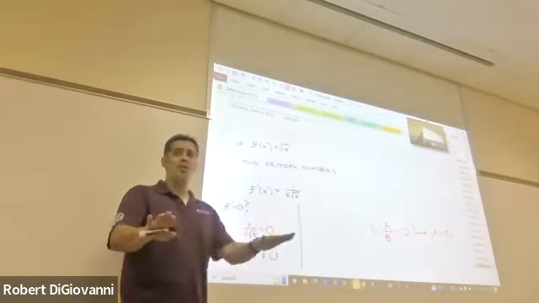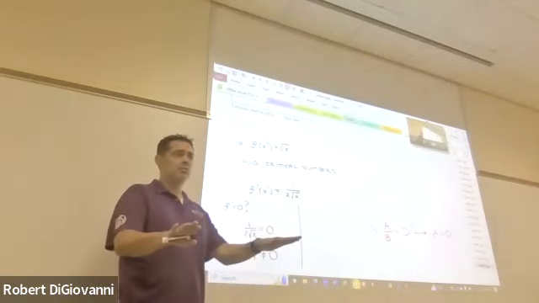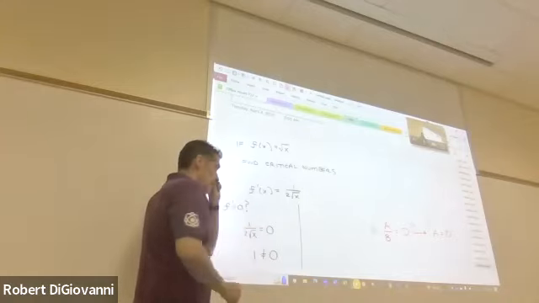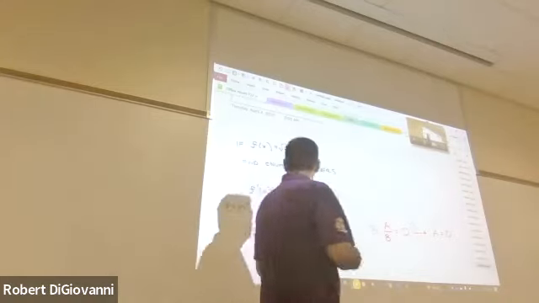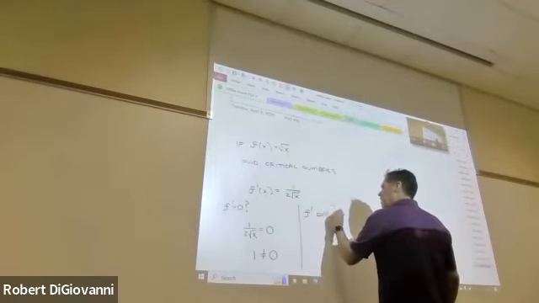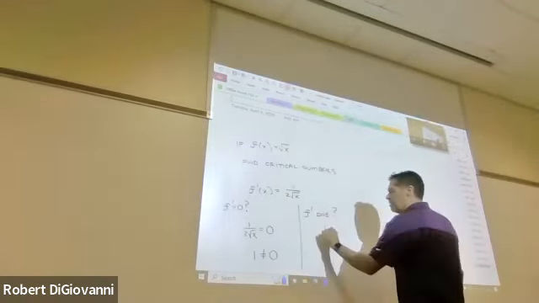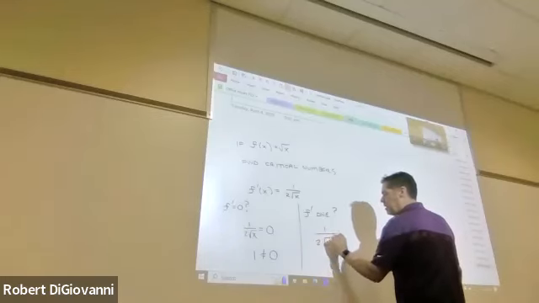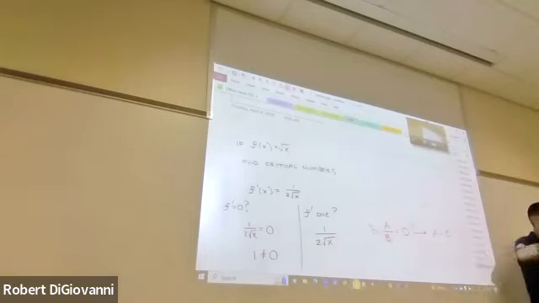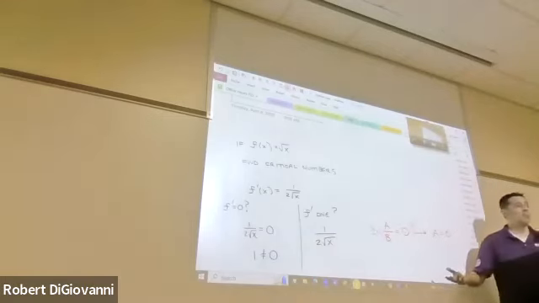So far, I have no critical numbers, because I've not been able to find a point where the derivative is 0. The second thing I have to check is where the derivative does not exist. Okay, let's take a look at that derivative. Can you give me any values of x that would make that undefined or not exist?